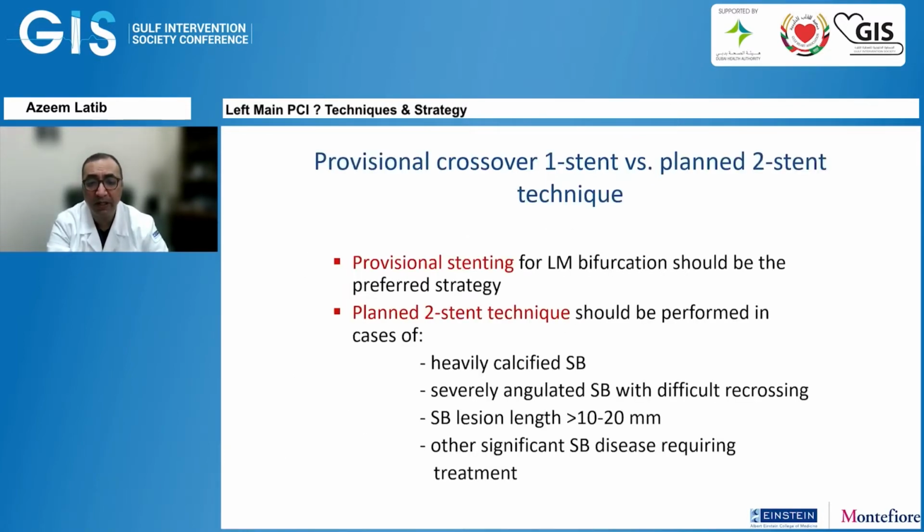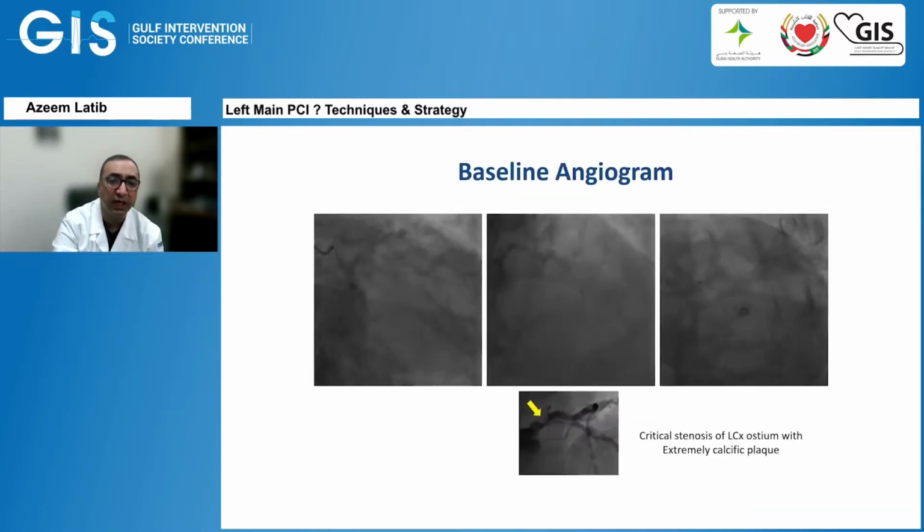So for left main bifurcations, I still do provisional on most of my left main bifurcations. In over 80% of cases, I'm provisional. There are cases where I plan to do two stents, and those are cases that have a heavy calcified side branch, a severely angulated side branch with difficult recrossing, a side branch lesion length that's more than 10 to 20 millimeters, and if there's other significant disease close to the ostium of the side branch.